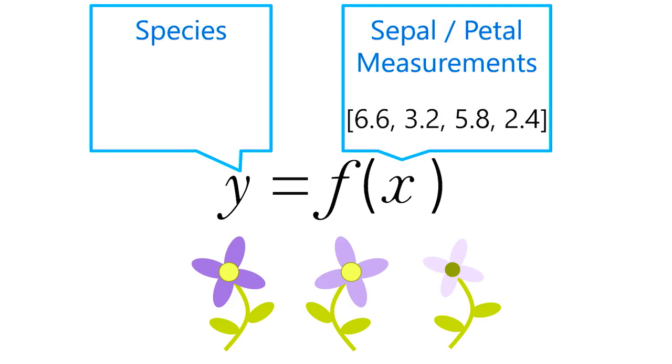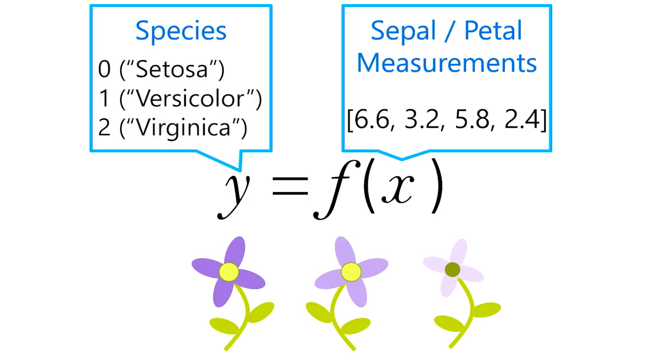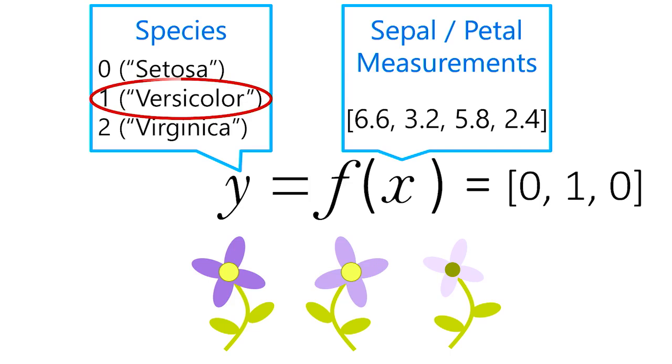Here's an example. And the label, the y value we're trying to predict, is the species of iris, of which there are three possible values: setosa, versicolor, and virginica. We'll assign the values 0, 1, and 2 to these classes. The y value generated by the function is a vector of probabilities, one for each of the possible classes. So in this example, the function predicts a 0% probability of the first and third classes, which are labelled 0 and 2, and a 100% probability for the second class, which we labelled 1. So in this particular example, this flower is an example of a versicolor.